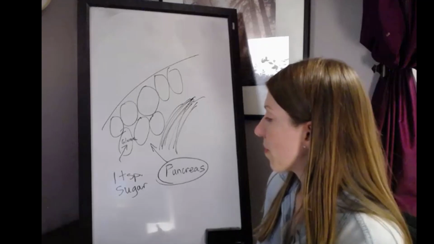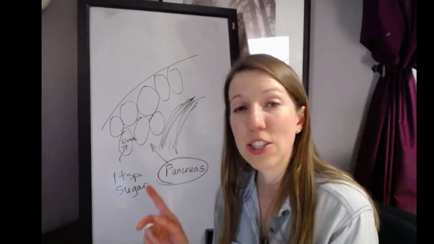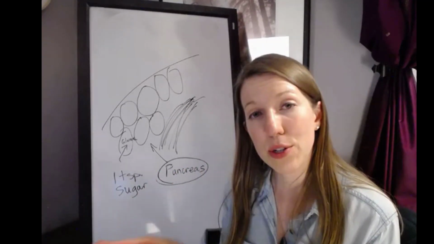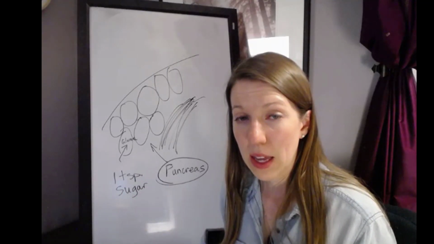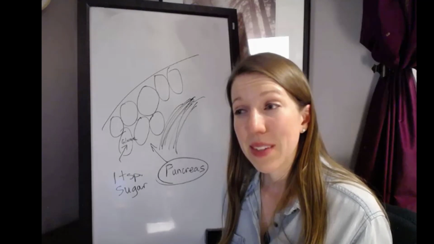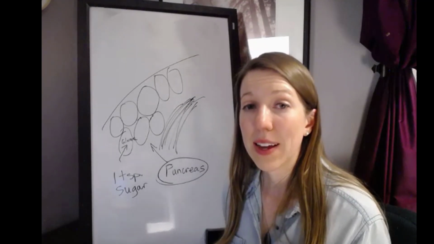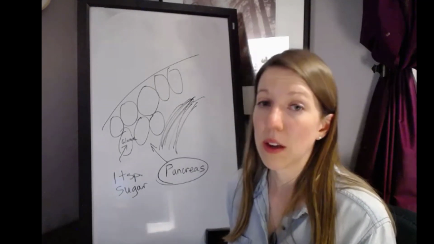So just because the Chinese and these other cultures might look like they're getting away with eating a high carbohydrate diet, it still can be causing underlying damage that you don't see on the surface.